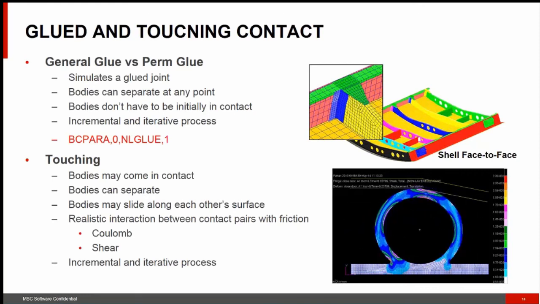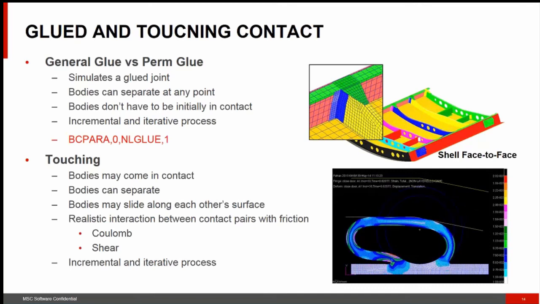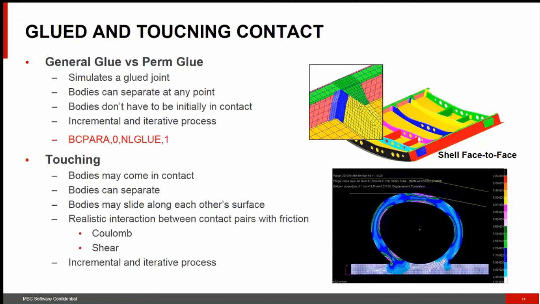Here you can see an example of a rigid body touching a deformable one. This is a rubber seal, and you can also see that the body has self-contact. This is another feature that's available. Not only can two bodies contact each other, but a body can also contact itself when it's under excessive load.